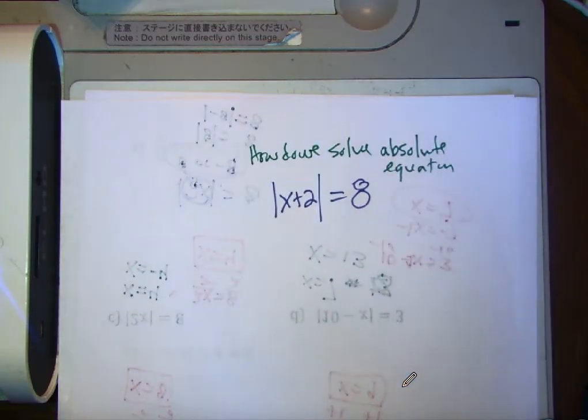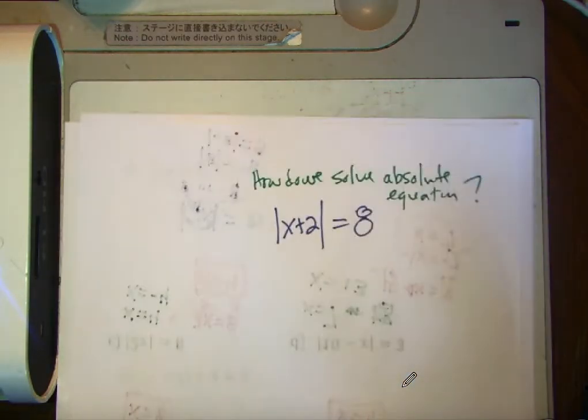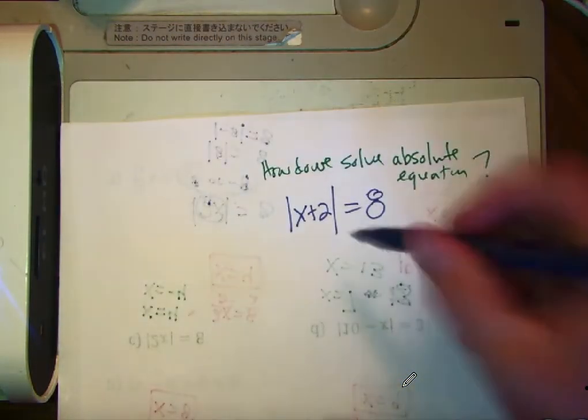So how do we solve absolute value equations? Well, in all those cases, we had 2 answers, remember? 2 answers. So to get 2 answers, we sort of need, wait, this is supposed to be 10, I think. Yeah, this is supposed to be 10. Oops.